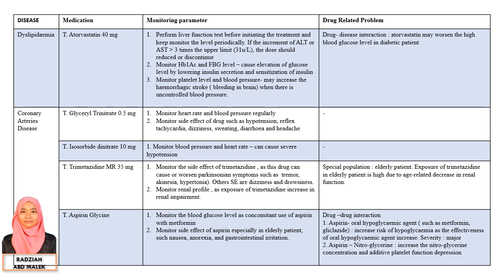So for the drug-related problems related to the aspirin or Cardiprin, we can see that there is a drug-drug interaction between aspirin and oral hypoglycemic agents, such as metformin and glycosides, because this interaction will increase the risk of hypoglycemia in this patient. And the drug-drug interaction severity is major. Second, the interaction between aspirin and GTN, because this interaction will increase the nitroglycerin concentration and cause additive platelet function depression.